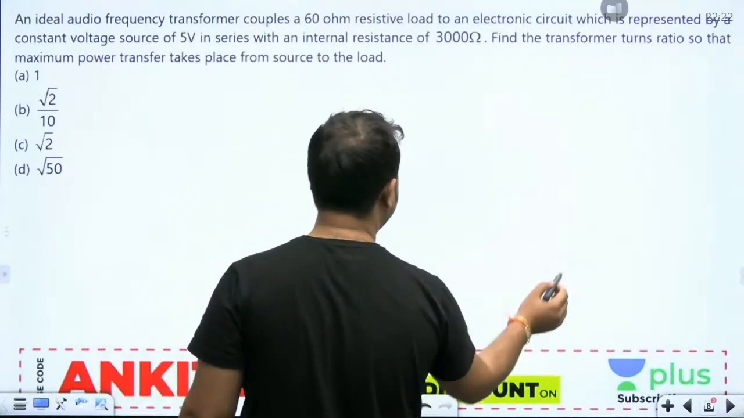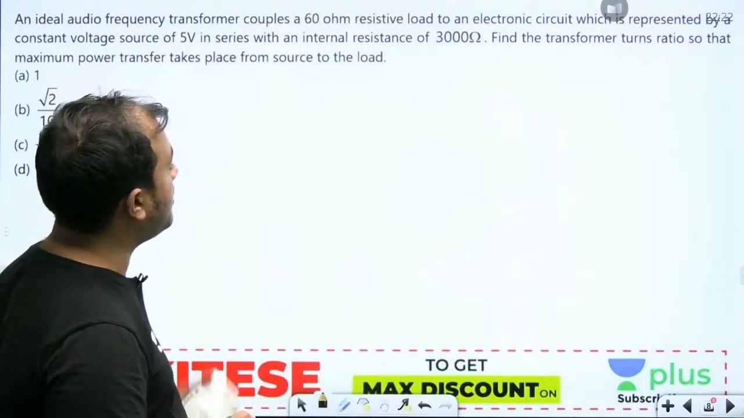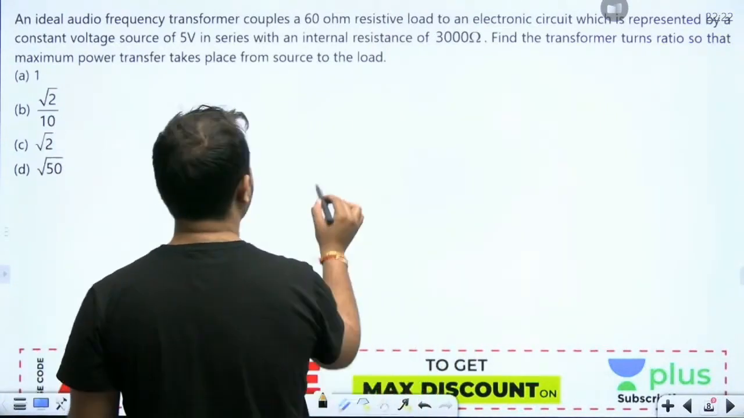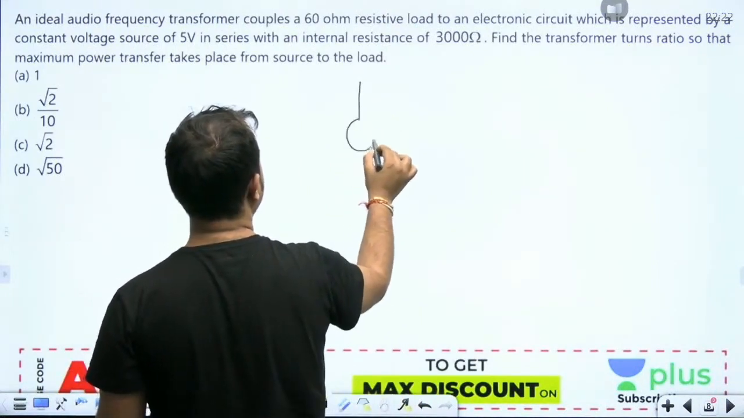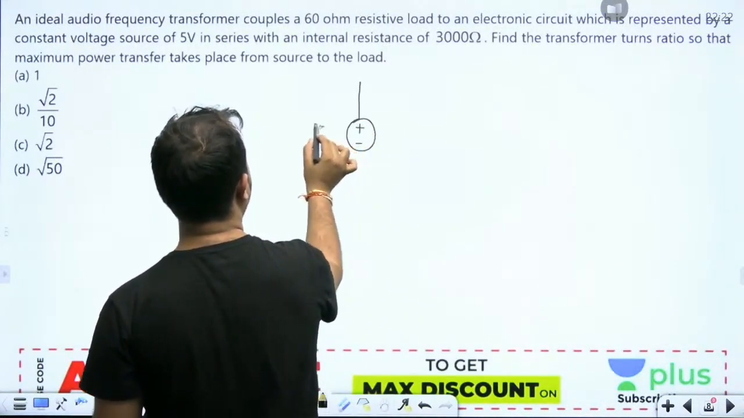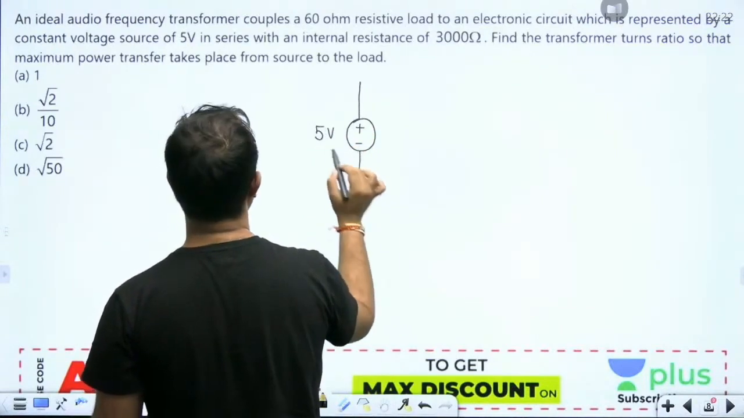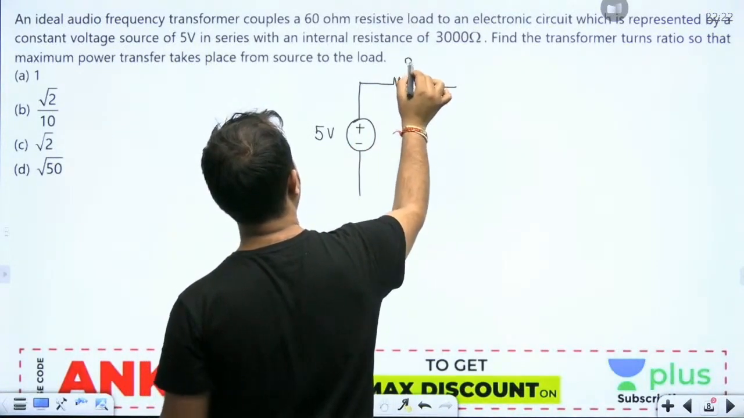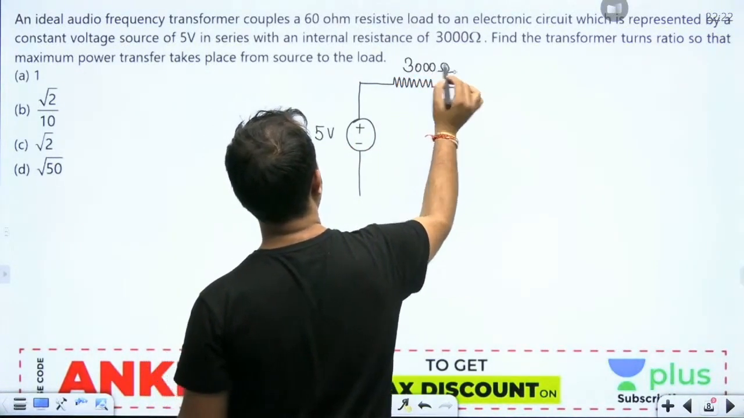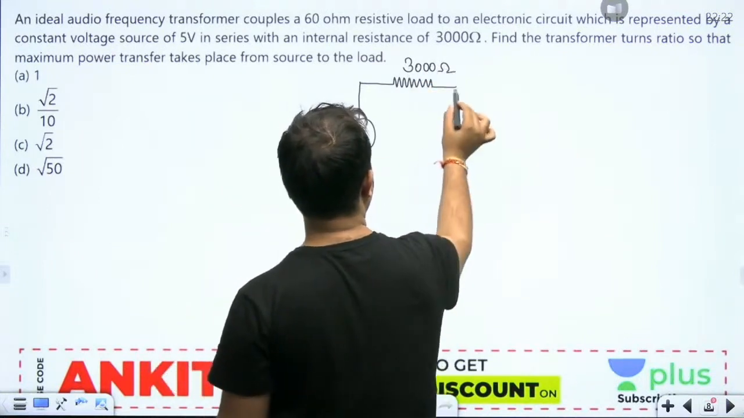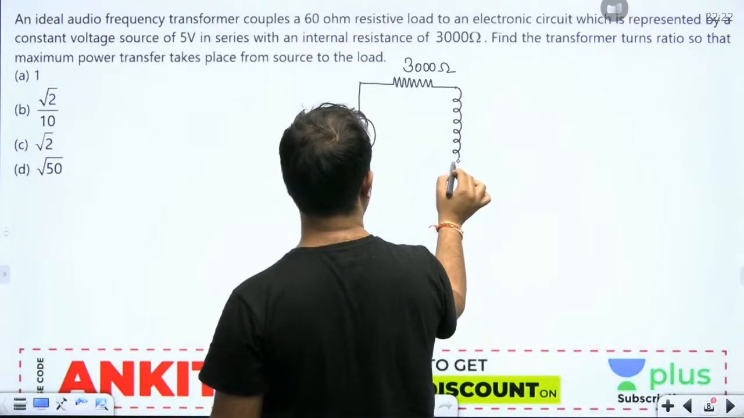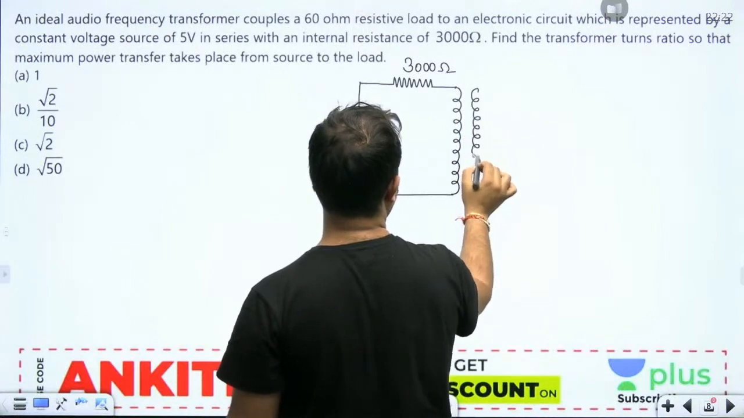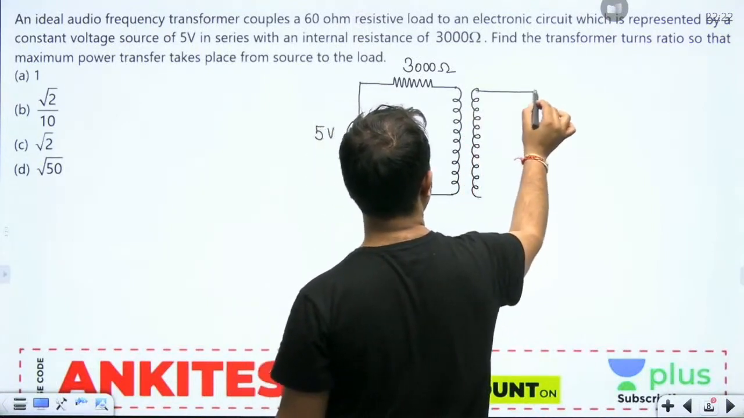Let us see what it says. An ideal audio frequency transformer has a 60 ohm resistive load to an electronic circuit represented by a constant source of 5 volt in series with an internal resistance of 3000 ohm. This is the electronic circuit. Now, it is asking to find the transformer turns ratio so that maximum power is transferred to the load.